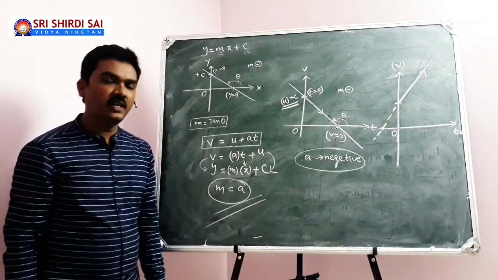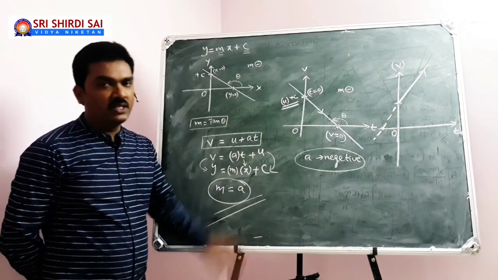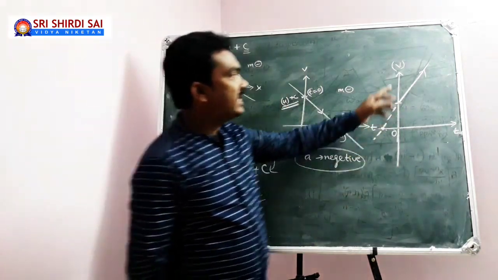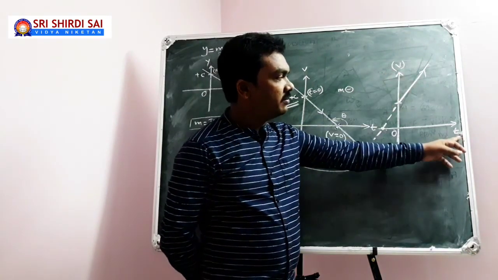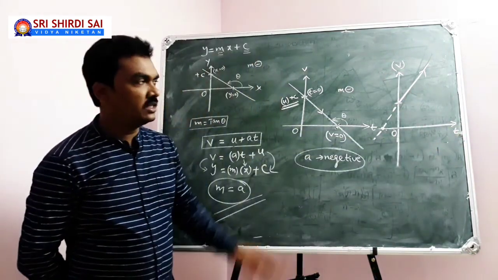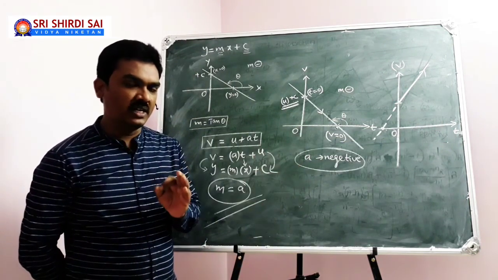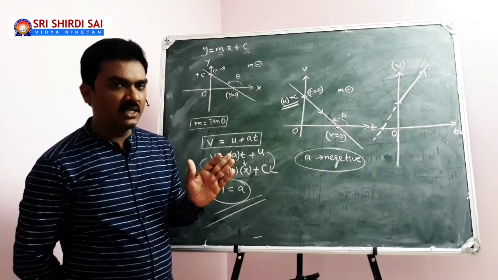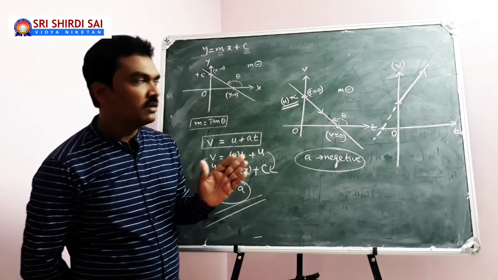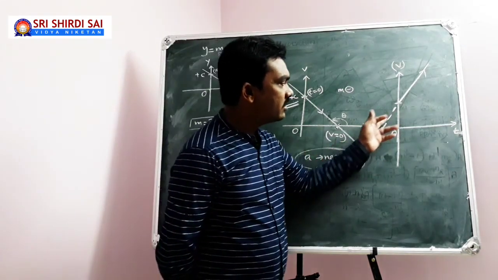Are you looking at the straight line? What graph is it? Velocity is taken on the y-axis, time on the x-axis, so it is a velocity time graph. How is the graph? A straight line. Hope you are seeing something running in your mind. Why did sir mention a dotted line here?